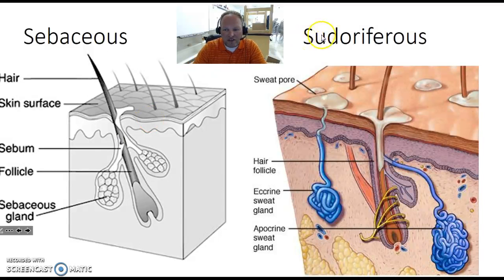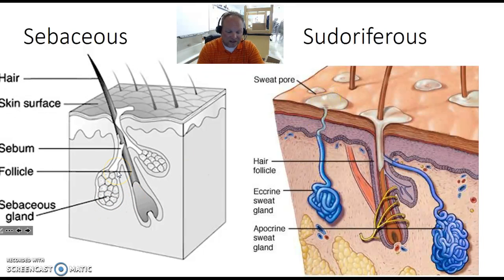Now, sudoriferous glands are different. Sudoriferous glands secrete water, salts, ammonias, proteins. There's lots of things in there, but you commonly call it sweat. So sudoriferous glands are your sweat glands, and sebaceous glands are your oil glands. Now let's figure out how you're going to memorize them to tell them apart on the test. Remember, sebaceous glands tend to always share with a hair follicle. Sudoriferous tend to have their own duct most of the time, so they do it on their own.